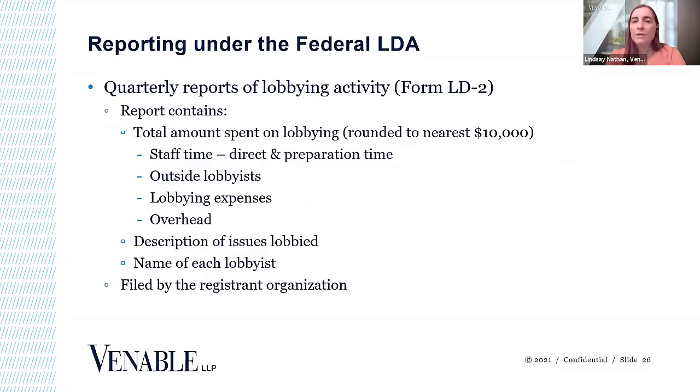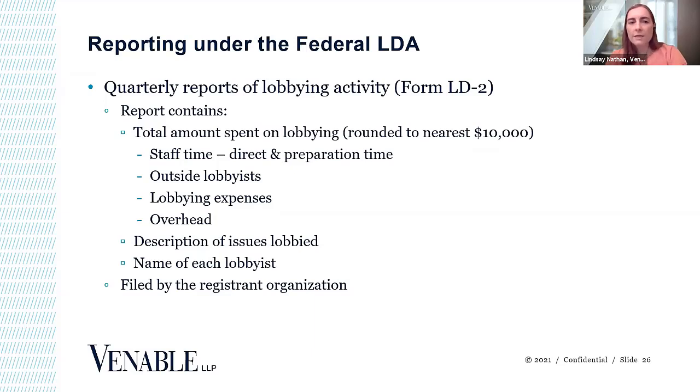The interesting thing about the LD2 is, as it says here, it's rounded to the nearest 10,000. So if you have $10,499 of lobbying expenditures, you actually round down to 10,000. But if you have 10,501, then you round up to 20,000. So the amounts that are actually reported don't give a ton of specific insight into what you're doing, but you can sort of get a range of what organizations and companies are doing.